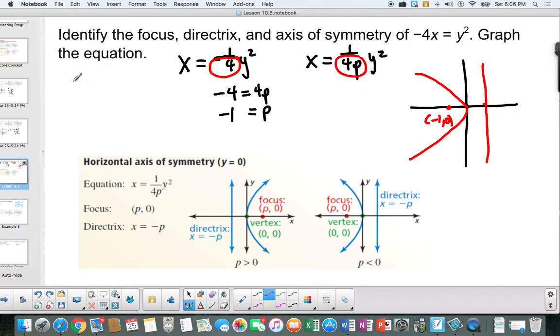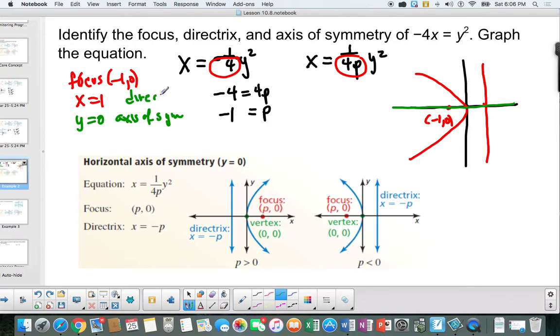So I think I can start answering the questions. So my focus is going to be negative 1, 0. My directrix will be x equal to 1. Remember, x equal to is a vertical line. My axis of symmetry, this is the axis of symmetry right here, the line that is the reflecting line for the parabola. And that is going to be y equal to 0 is the axis of symmetry. And this was the directrix. And I've provided the graph.